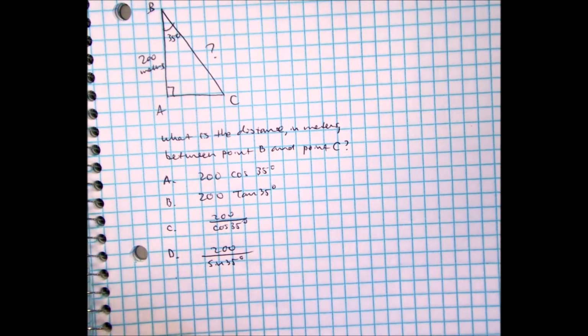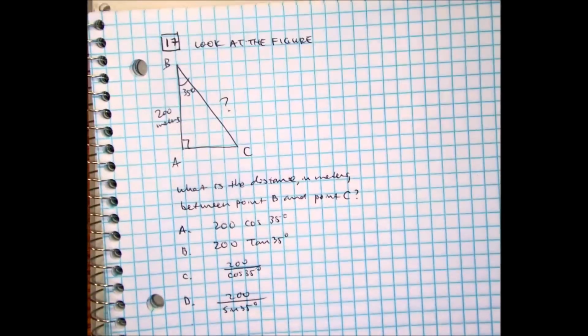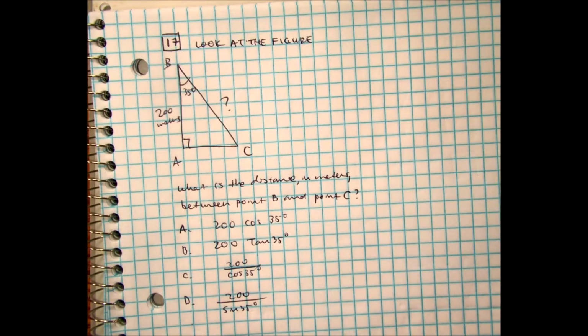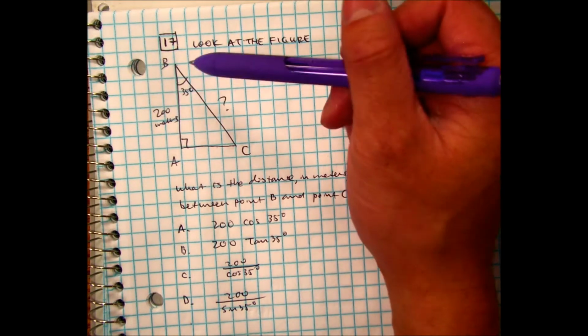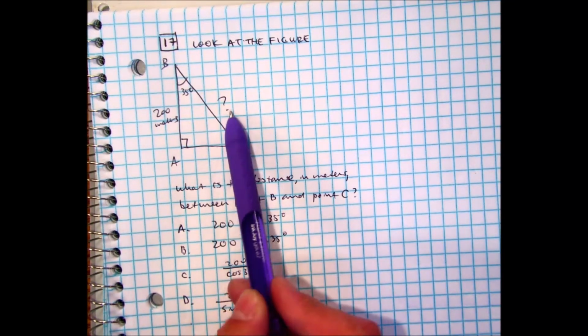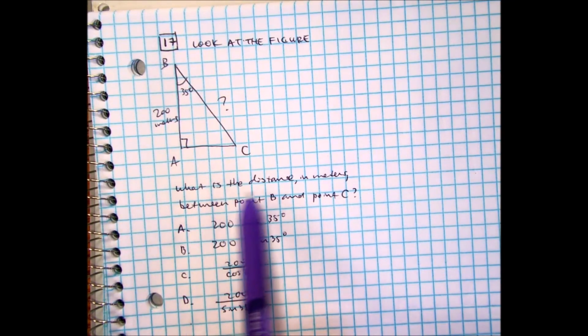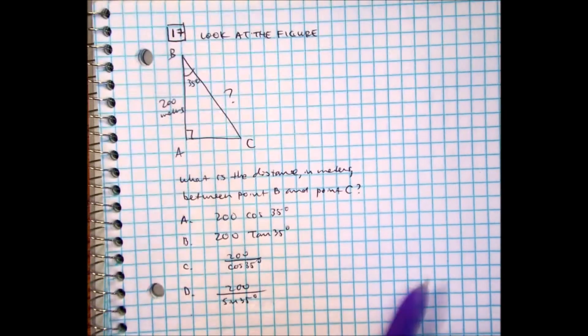Alright, let's go over this problem. So let's look at the figure. I have a triangle ABC. I notice it's 200 meters. I have one angle, 35 degrees. I notice I have a right triangle. I have an unknown length. What is the distance in meters between points B and point C?